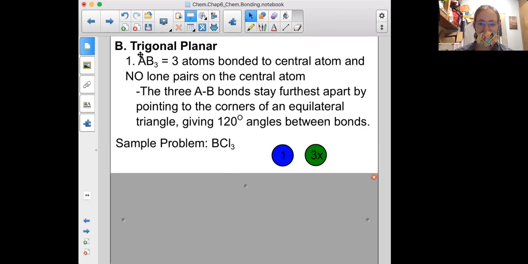Now these three AB bonds want to stay as far apart as possible away from each other. As a result, you end up with this equilateral triangle. 120 degrees is the maximum distance between all of them. So if your kit has a dark colored ball, you can show trigonal planar. I have one. I don't know if I put one in your kit. If not, I will apologize, and I'll just have to use my imagination when you do your lab.